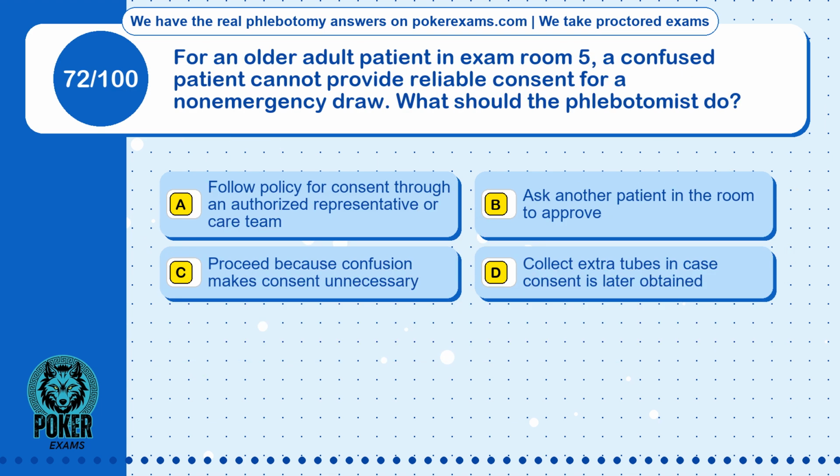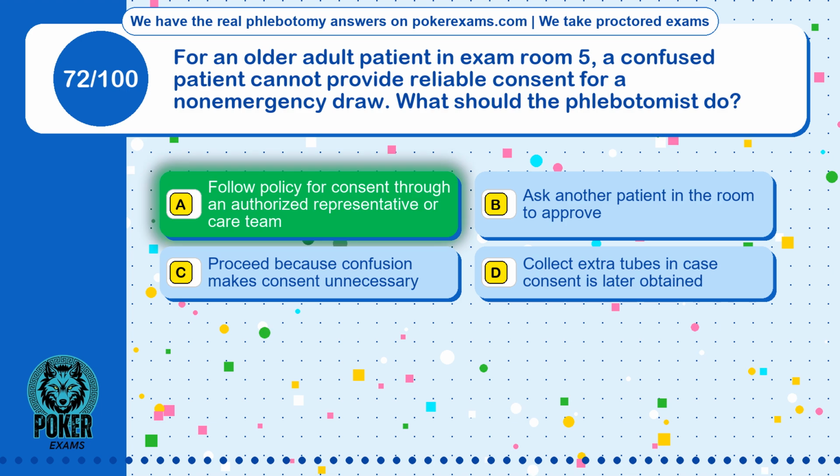Question 72. For an older adult patient in exam room 5, a confused patient cannot provide reliable consent for a non-emergency draw. What should the phlebotomist do? Option A, follow policy for consent through an authorized representative or care team. Option B, ask another patient in the room to approve. Option C, proceed because confusion makes consent unnecessary. Option D, collect extra tubes in case consent is later obtained.